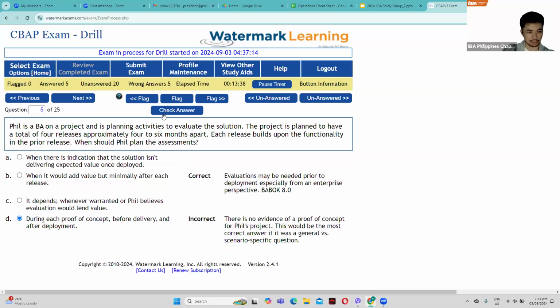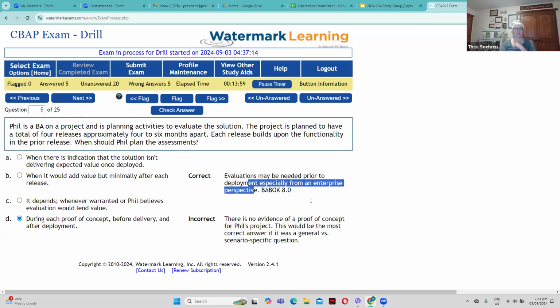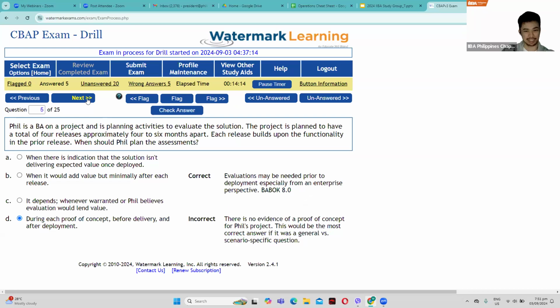And that is incorrect. So there's no evidence of a proof of concept for Phil's project, so that's not mentioned in the question. This would be the most correct answer if it was a general versus scenario specific question. So B is more correct. Evaluations may be needed prior to deployment, especially from an enterprise perspective. I didn't see the B. Okay, that's fine. Thanks, Rosas.